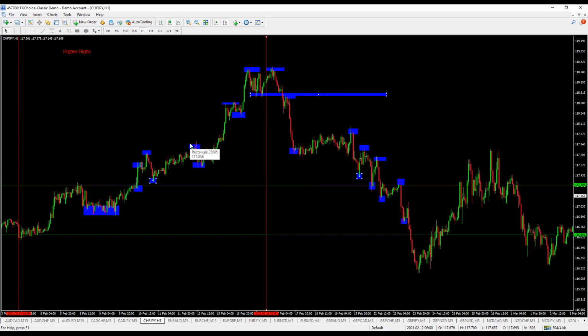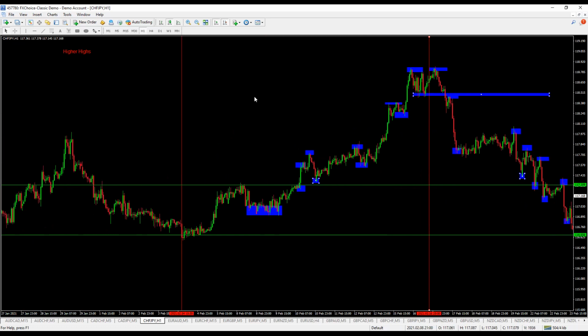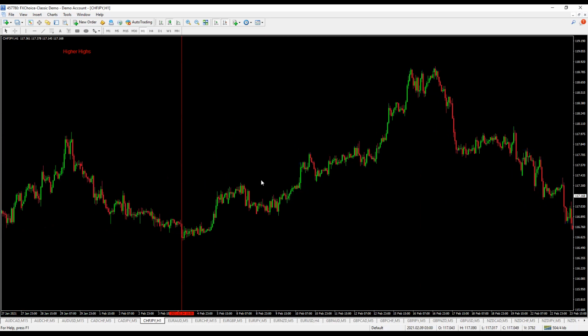What is support? Let's start there. Support basically is where you have at least 2 tests of a particular area, 2 times that price has tested a particular area. For example, if we look at this particular section right here, let me just delete all this stuff off the chart. All right, there we go. So if you look at this section right here, price went up to this point here, it came back down, candle came to here, did a little dilly-dally.